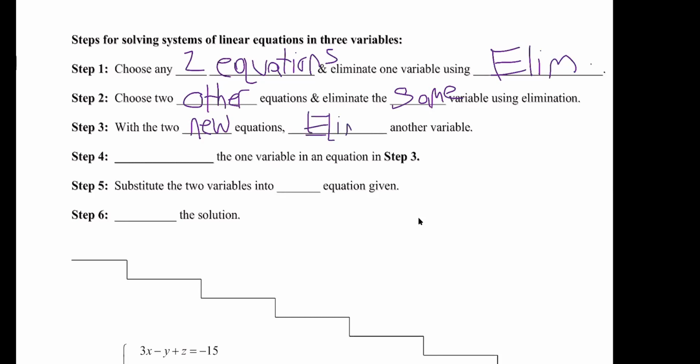After step 3, and we'll see how this looks in a problem, you're going to have solved for one of your variables: x equals 3, or y equals 2, or z equals 5. Once you've got one of your variables, you're going to substitute the one variable you got back into one of those 2 new equations you made. This will let you solve for your second variable.